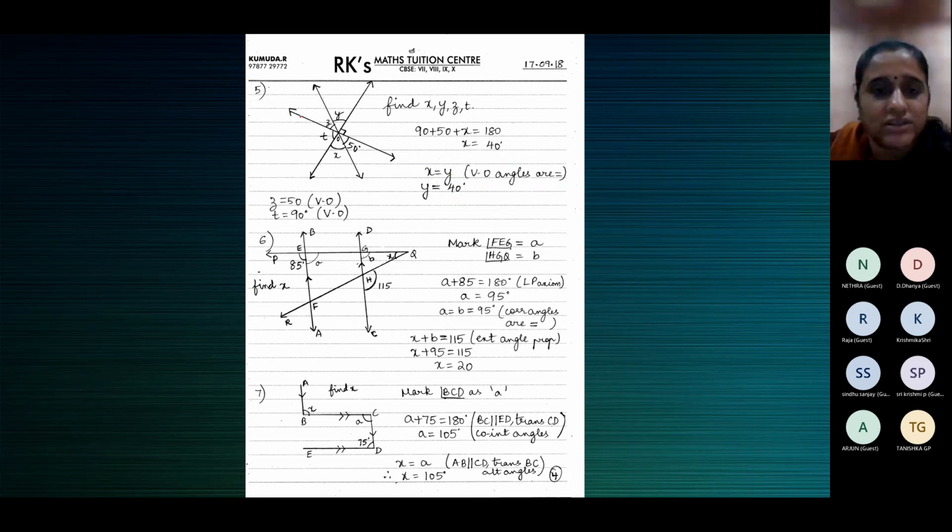Now see these two lines, this line and this line. Here you can see 50 and z. Vertically opposite angles are equal. I've marked them, and I'll give you some time to watch that. So this one and this one are vertically opposite angles. So z is equal to 50 degrees.